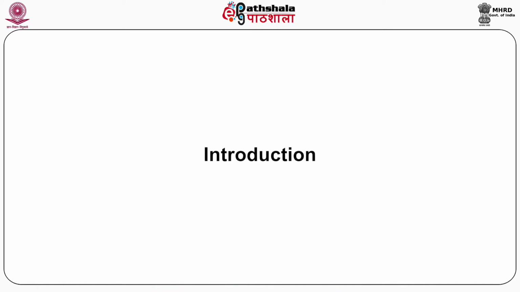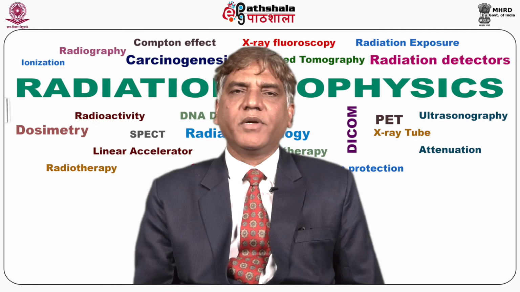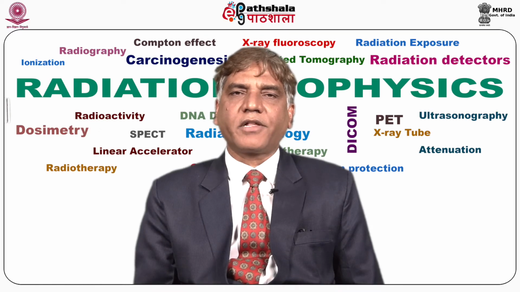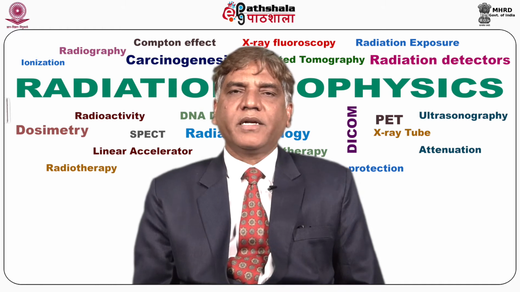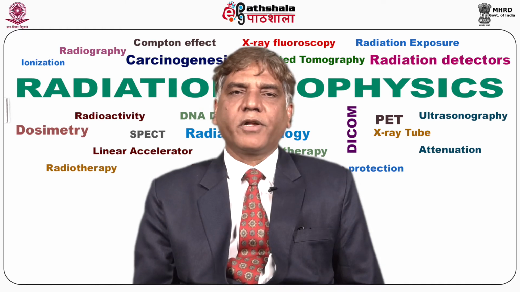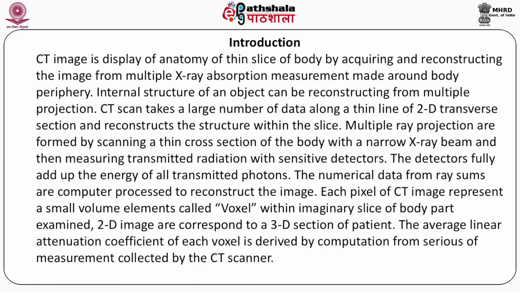First of all, I give you an introduction about CT. A CT image is a display of the anatomy of a thin slice of the body, acquired and reconstructed from multiple X-ray absorption measurements made around the body periphery. The internal structure of an object can be reconstructed from multiple projections. CT scan takes a large number of data along a thin line of a two-dimensional transverse section and reconstructs the structure within that slice.